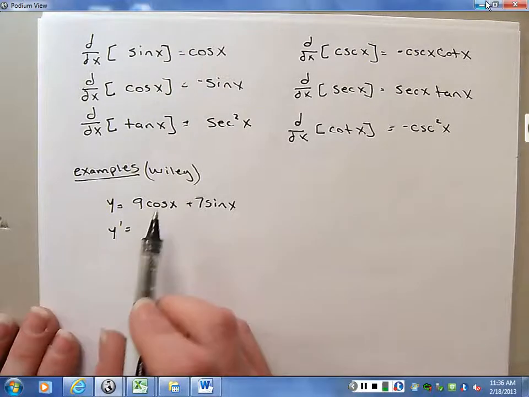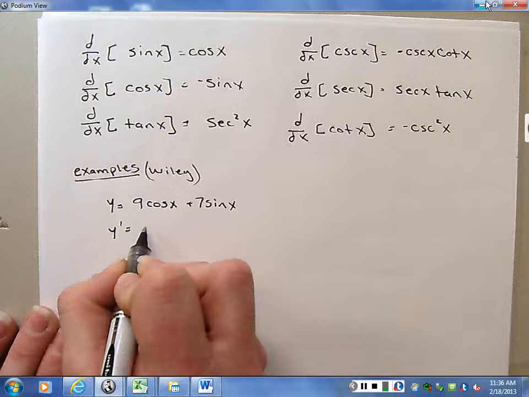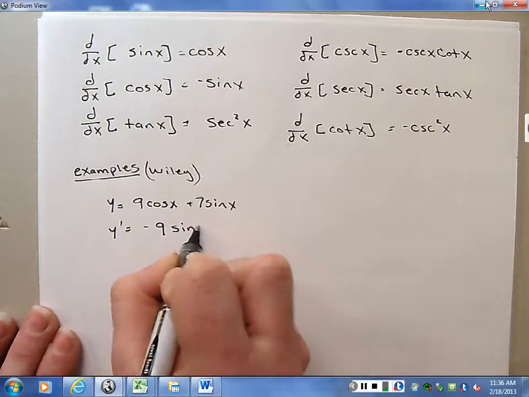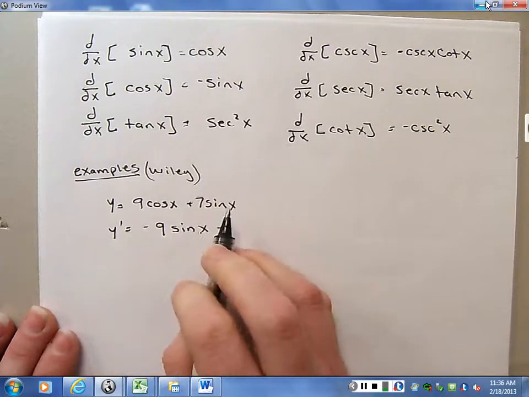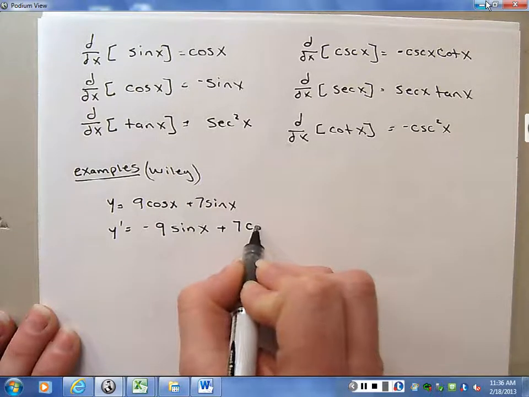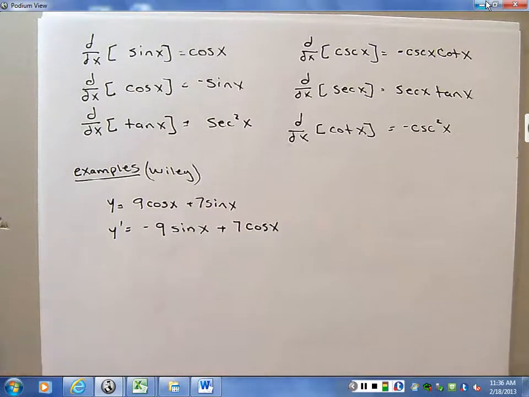The derivative of cosine is minus sine, so I have minus 9 sine of x. What's the derivative of 7 sine of x? 7 cosine of x. There are multiple ways to write this in Wiley. You can leave it like this, or you can write it as 7 cosine minus 9 sine. But you did put the minus because of the minus sine x, right?